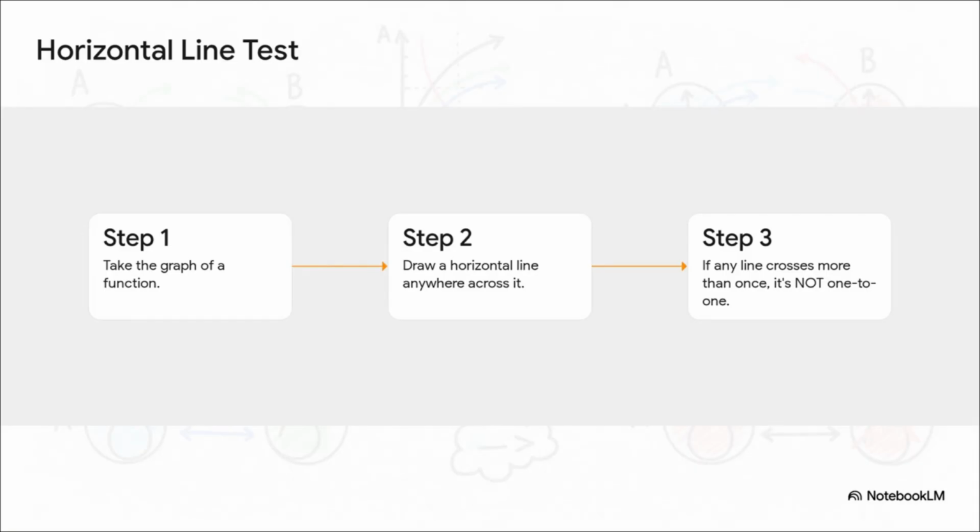So how do you spot one of these in the wild? Easy. We've got this super handy trick called the horizontal line test. You just take the graph of the function, and then you imagine drawing a straight horizontal line anywhere on it. If that line hits the graph in more than one spot, bam, you've broken the no sharing rule. It is not one-to-one. It's such a quick and simple visual check.